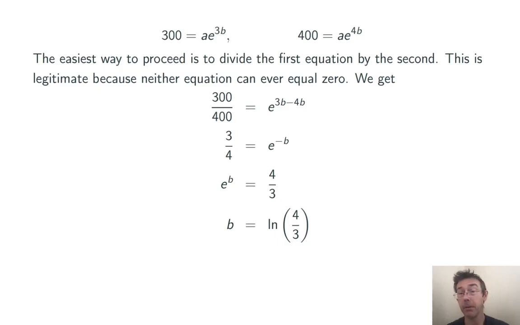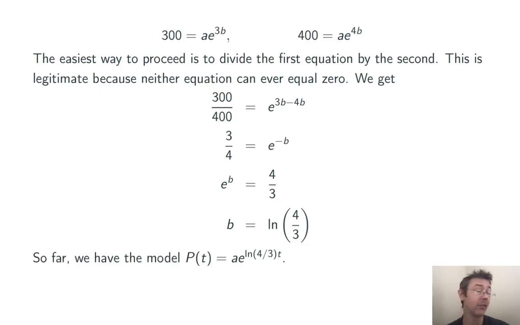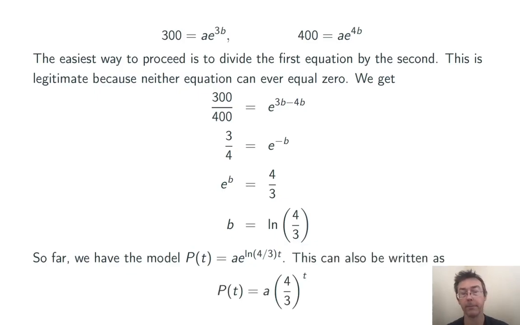Now I'm going to take that b and plug it back into my original model. P of t equals ae to the ln of 4/3 times t. Here we can apply another exponential rule to get a slightly simpler version of this formula. E to the ln of 4/3 is just 4/3. That's all to the t power using that exponential rule. A number to a power to another power is the same as the number to the product of those two powers. So overall, I've got a times 4/3 to the t.